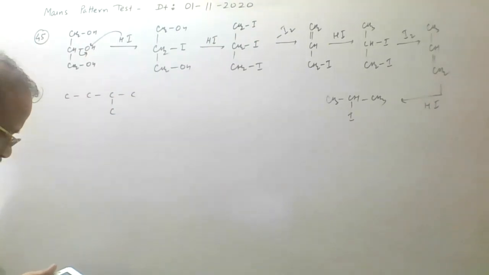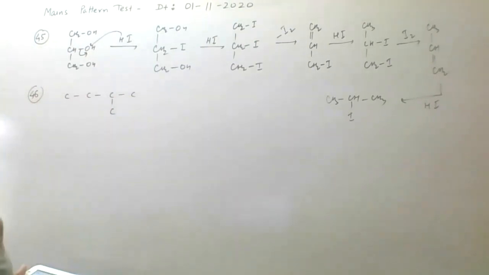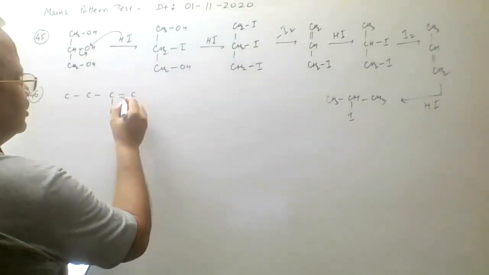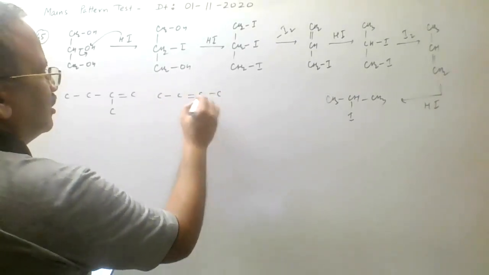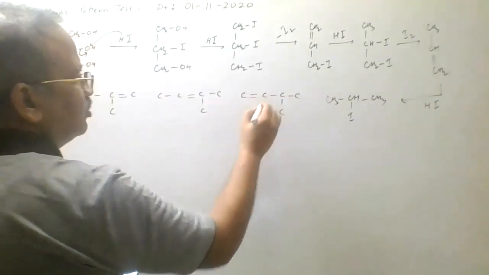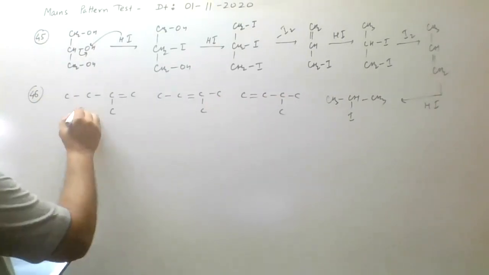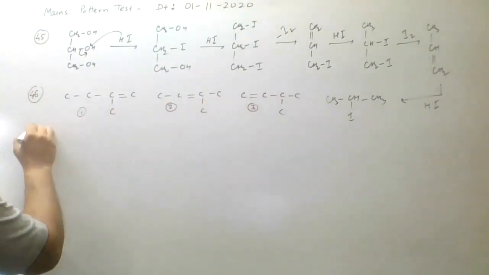So how many alkenes will give the 2-methylbutane? For 2-methylbutane, we'll write like this here or here. It is one and the same thing. If we write like this, we again get 2-methylbutane, and if we write like this, then also we get 2-methylbutane. These are the three alkenes which will give us the 2-methylbutane. Now 47 we can write.